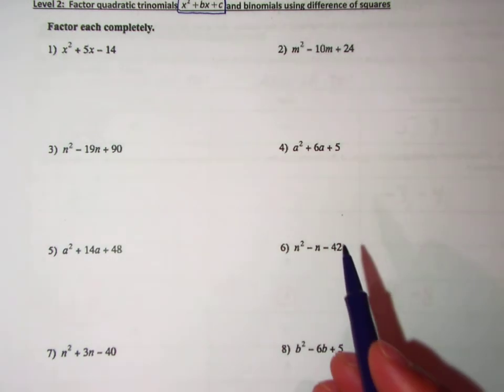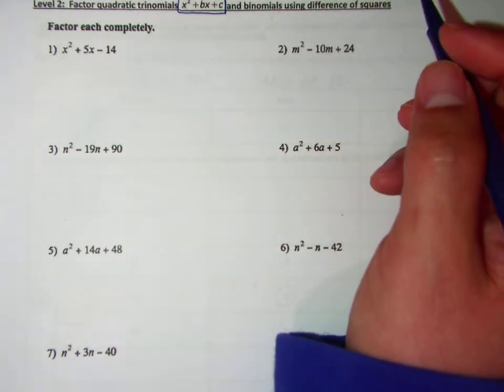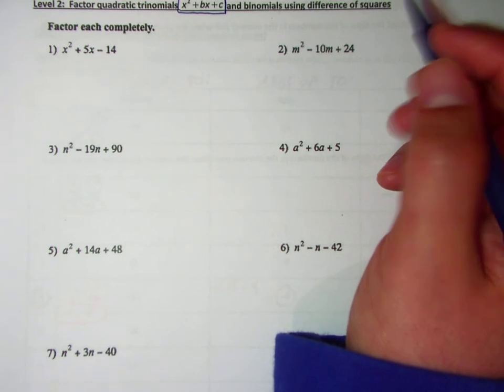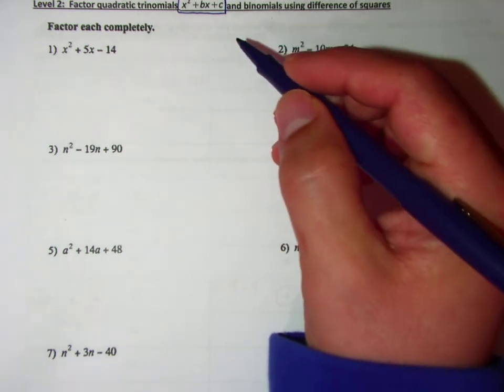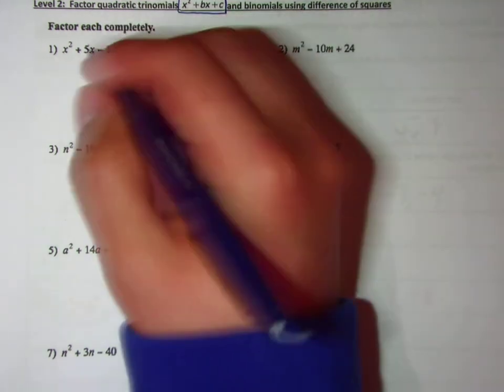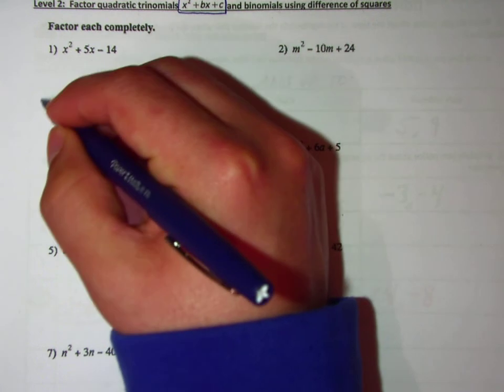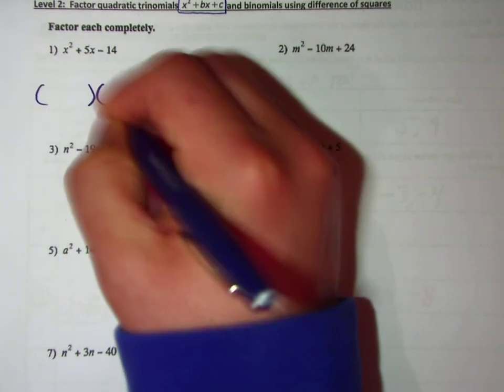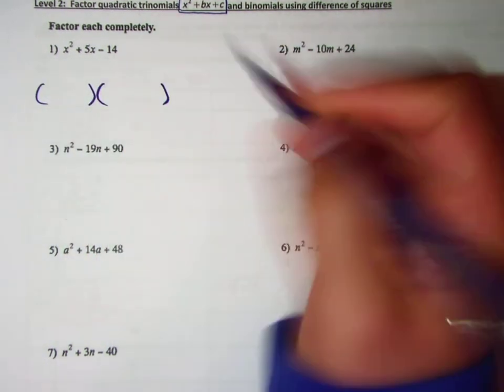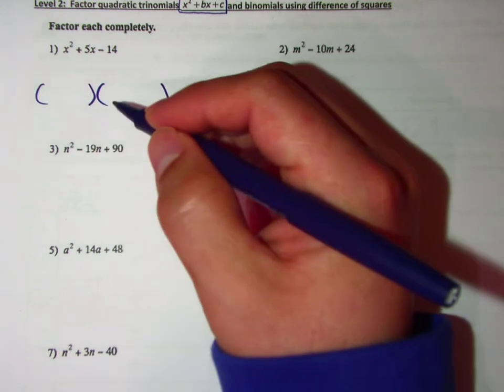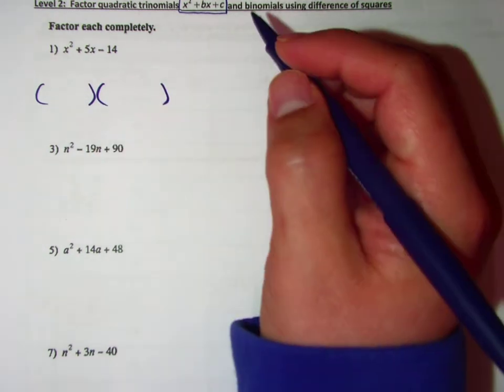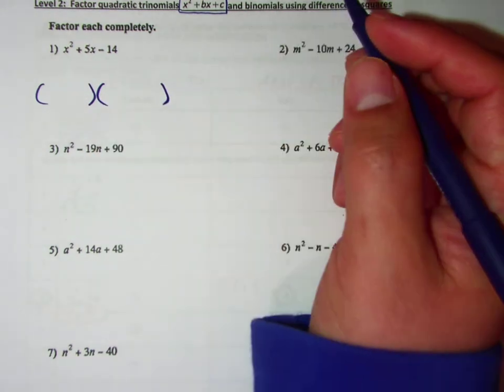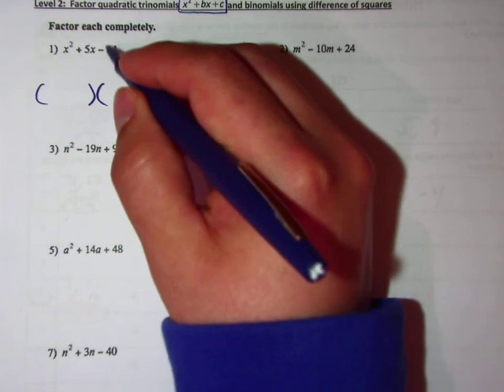All right, so then here, what you can do is what we did in the previous video. Okay, so the goal here when you're factoring is to turn this into a product of two binomials. Okay, and so the way that you could go about doing that is take a look at the last number.